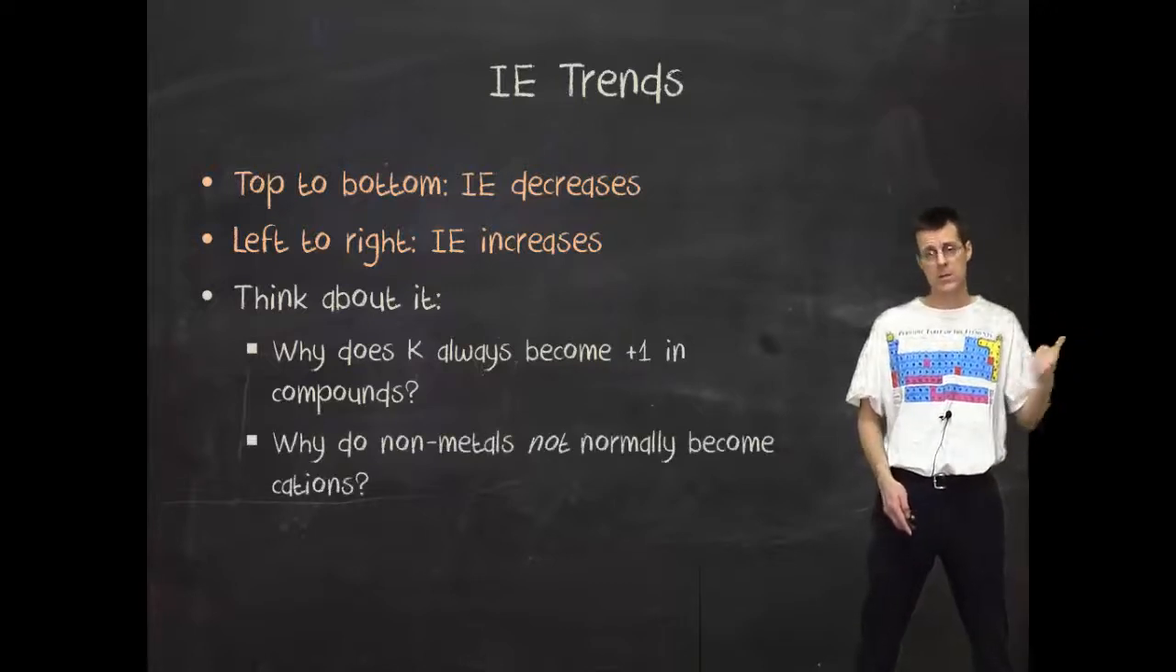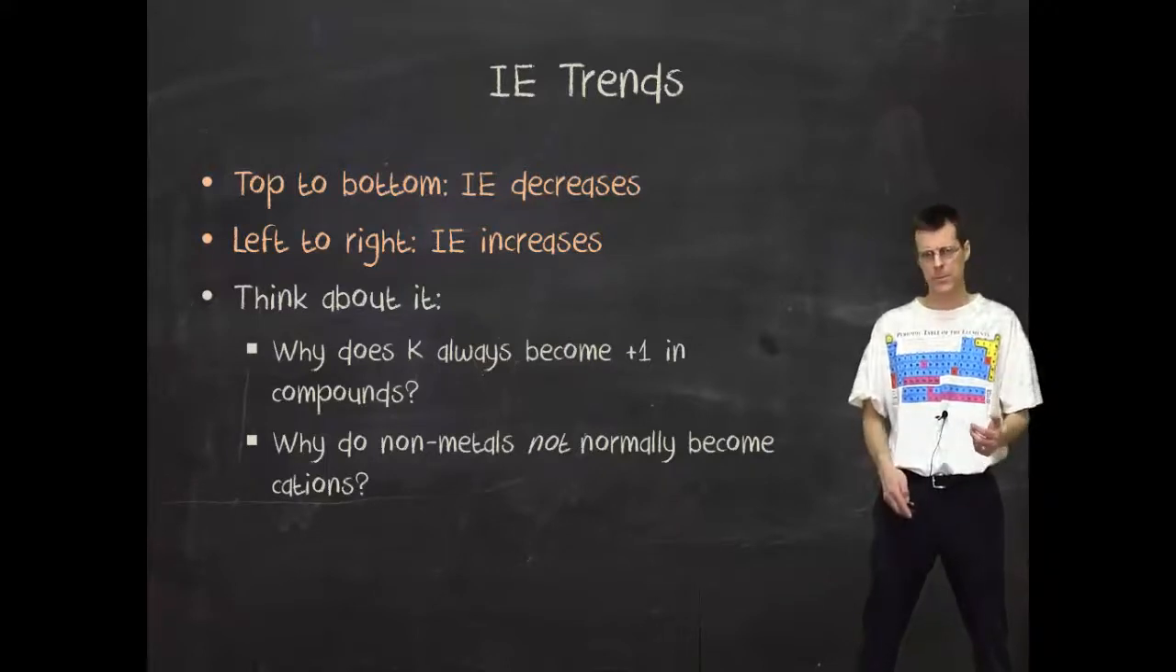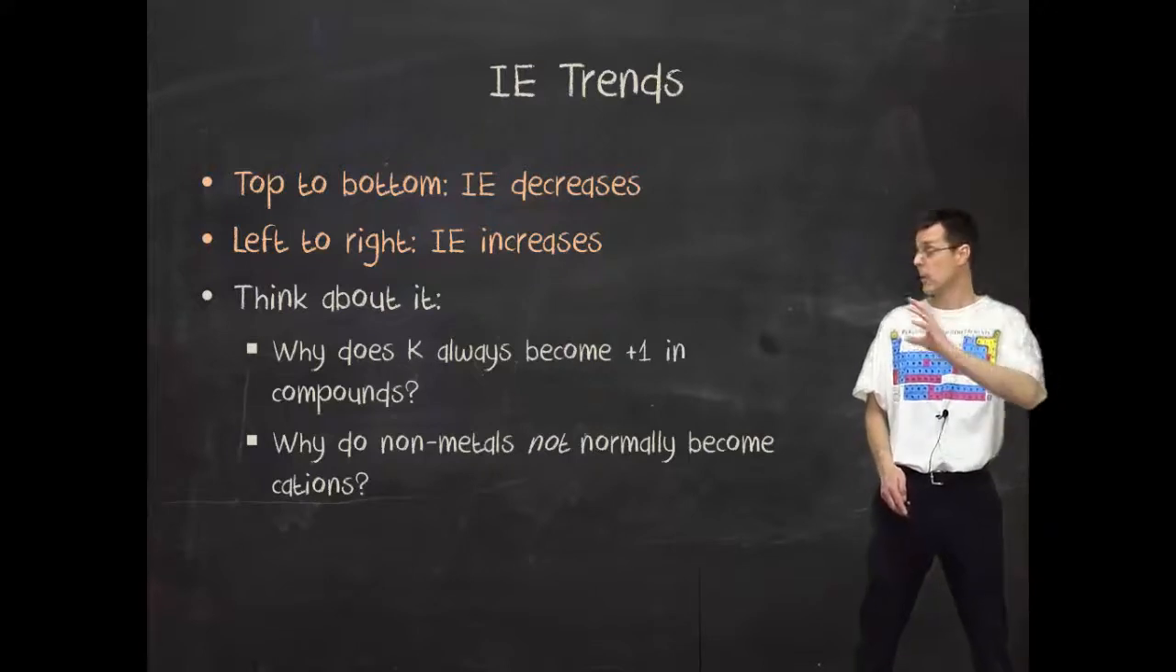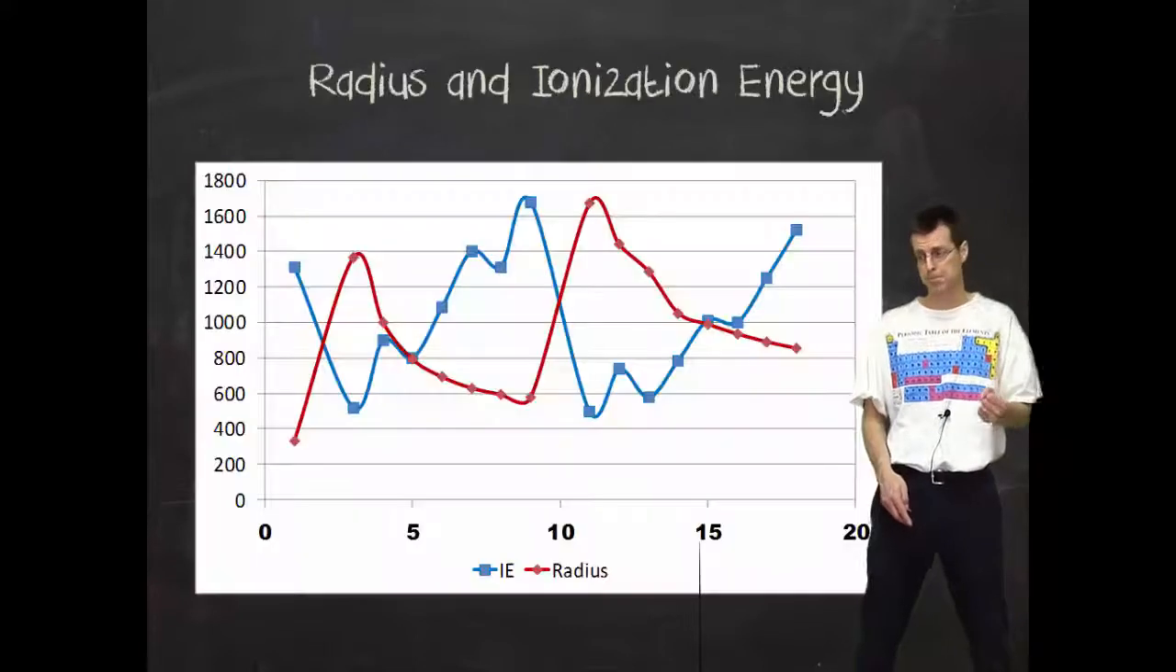On the other hand, on the other side of the periodic table, nonmetals don't normally become cations, they don't normally become positive. I just said that we can take electrons away from them, but why don't they in normal conditions? So those are a couple of questions I want you to think about, and we can use the concept of ionization energy to explain that.